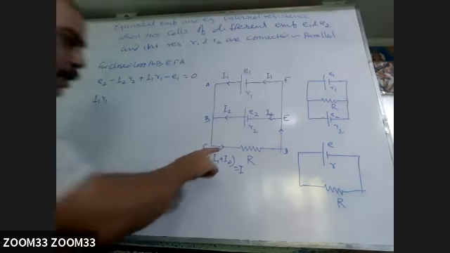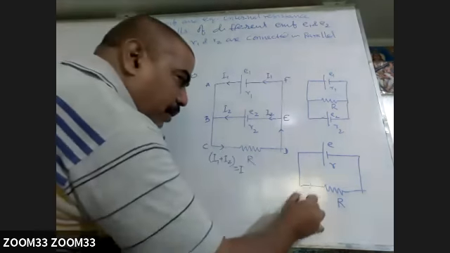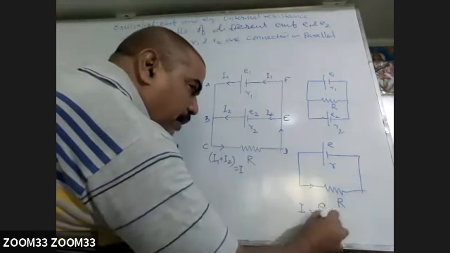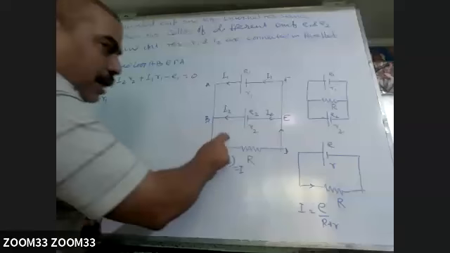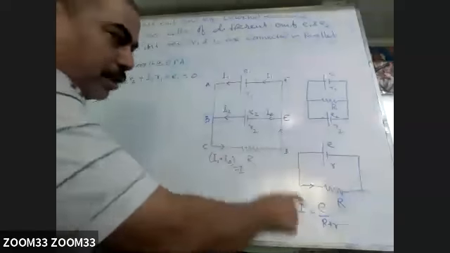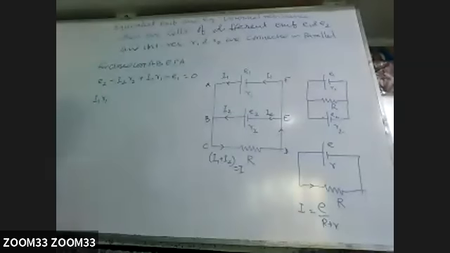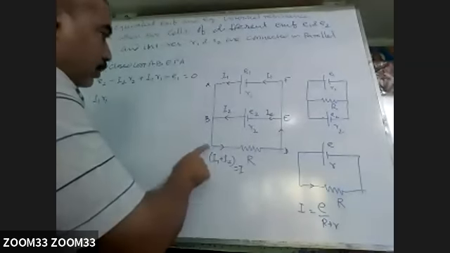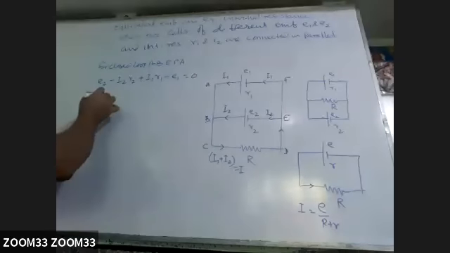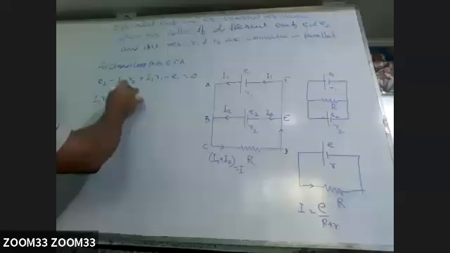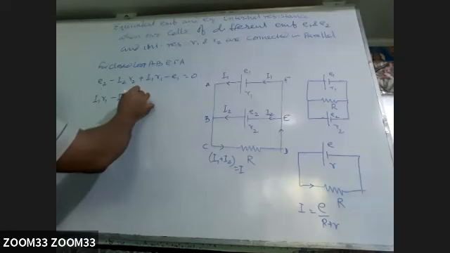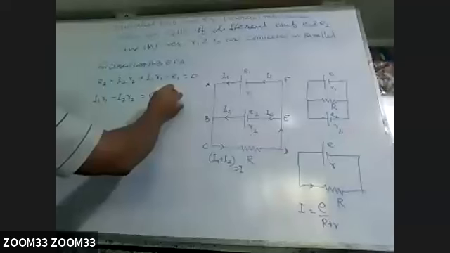We are interested to find the value of this I, because this I will be E by R plus R. So we will compare the I from here and from this equation, then we will find the value of E and R. Suppose one we will remove, I1 R1, afterwards we'll add, no problem. I1 R1 minus I2 R2 equals E1 minus E2, that is one equation.